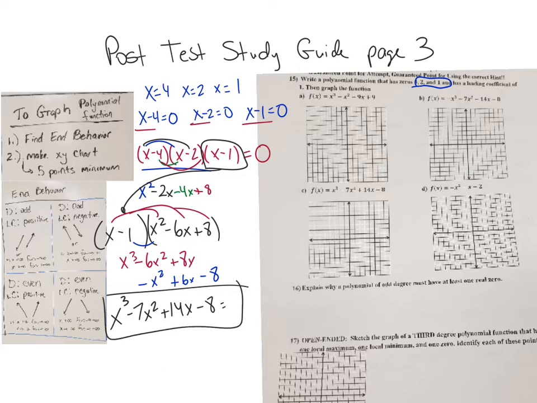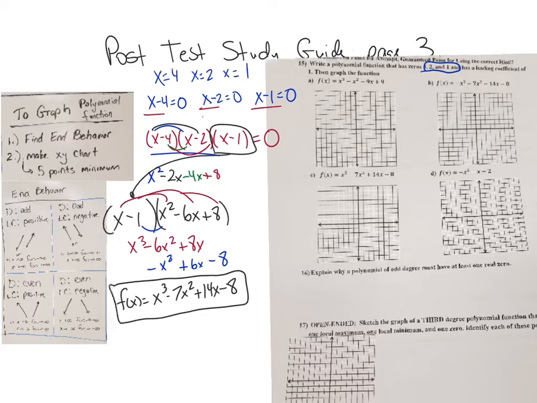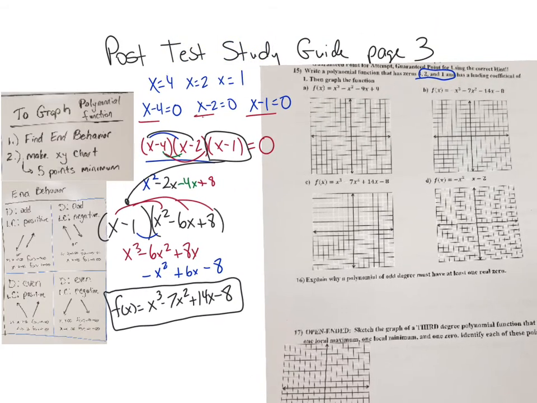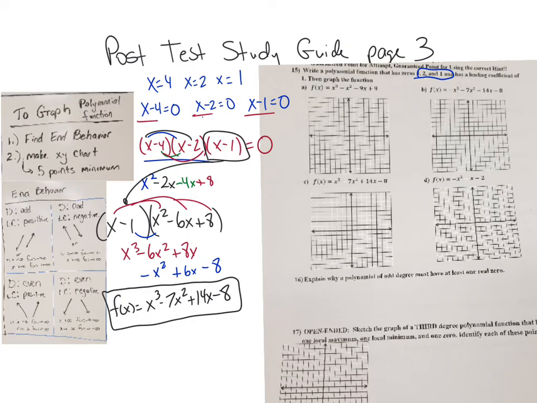You can put equal to 0, or you can put f of x. I'm going to do f of x because that's what's in the multiple choice questions. So I'm not going to put equal to 0, but it doesn't matter which one you do if it wasn't a multiple choice question. So that is C right there.